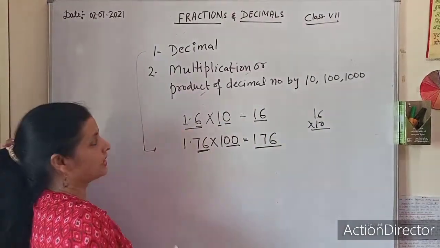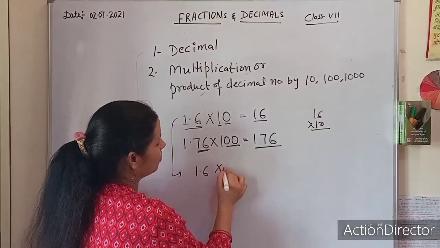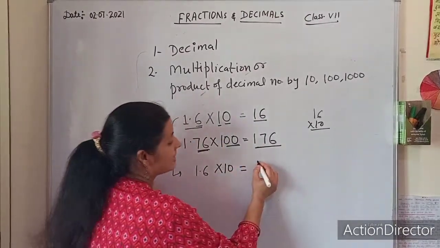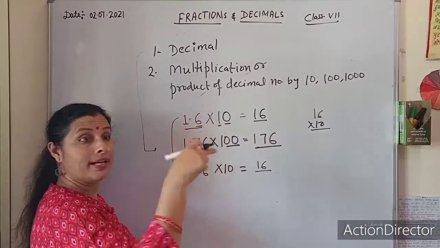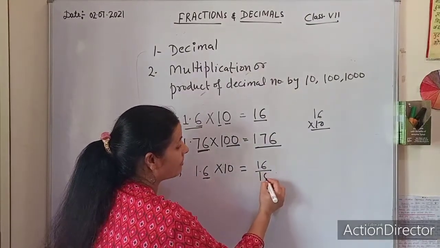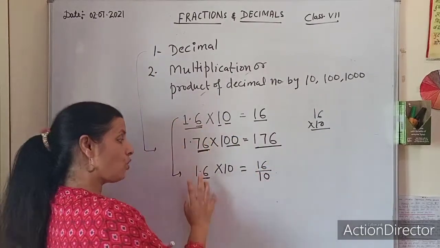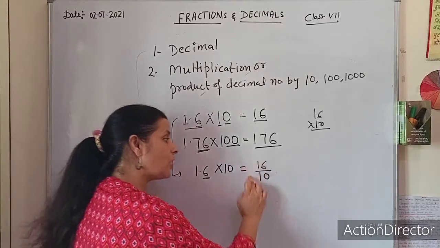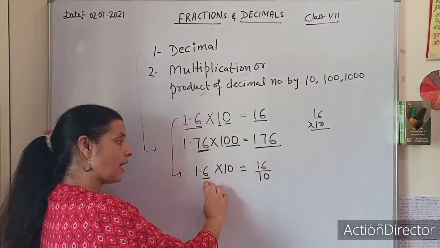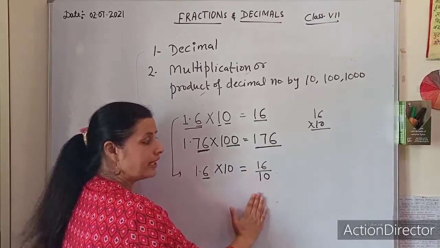Now try to understand the concept. From where are we getting this? 1.6 multiplied by 10. Now try to understand the procedure. 1.6 can be written, as I told you, in the form of something upon 10. How many digits are there after the decimal? 1 digit. So we will place 1 zero in the denominator. So it will become 16 upon 10. So 1.6 is equal to 16 upon 10, because there is only one digit after the decimal. And we will place 1 zero after 1 in the denominator.